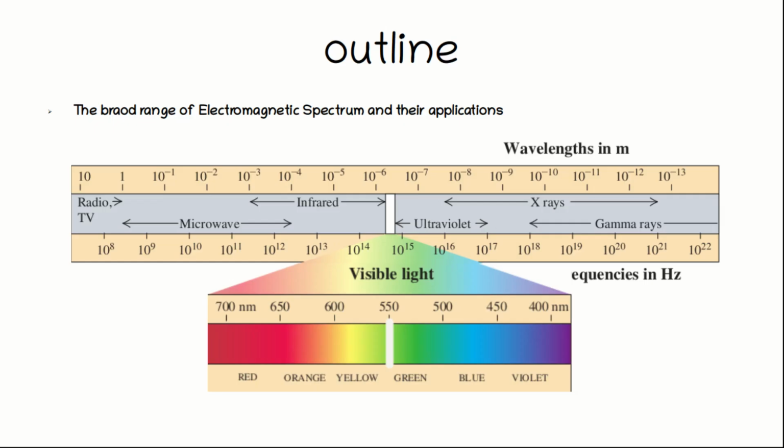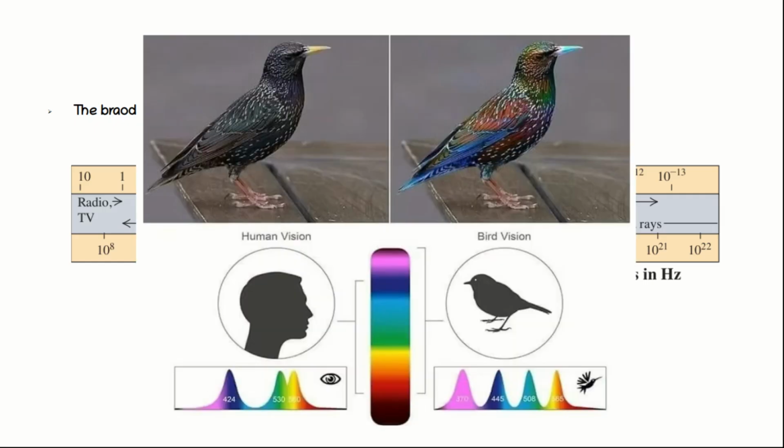Then we will introduce the broad range of the electromagnetic spectrum and their application in our life, like radio, microwave, infrared, ultraviolet, X-ray, gamma ray, and visible light. And we will see how different creatures can have different visions based on the different electromagnetic wavelengths that they can perceive by their eyes.